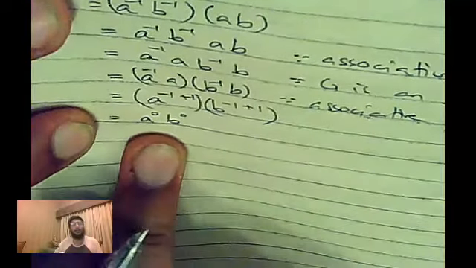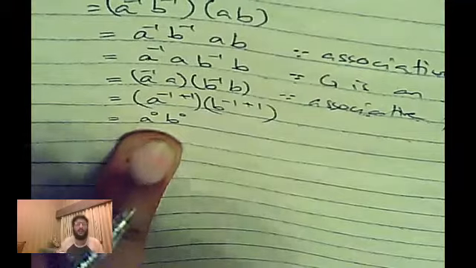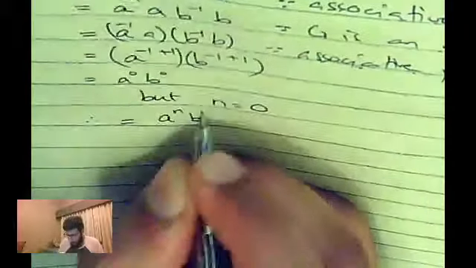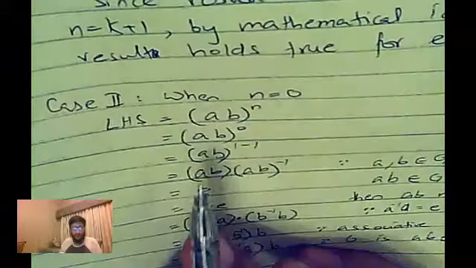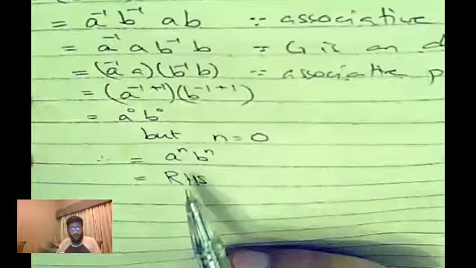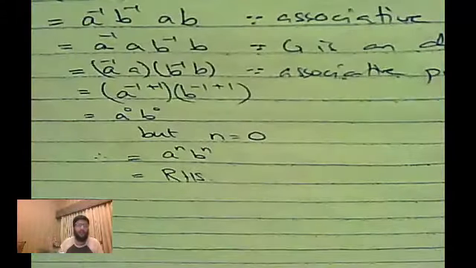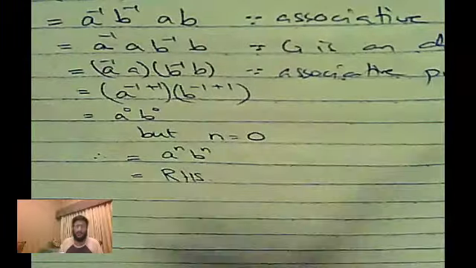Cool. Now, we said that n equals 0. Therefore, A raised to the power n, B raised to the power n. And this is our right hand side. That is what we had to prove. We had to prove that (AB) whole raised to the power n equals A raised to the power n, B raised to the power n for n equals 0 in this case. And that's what we did.